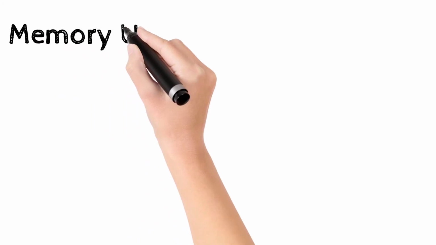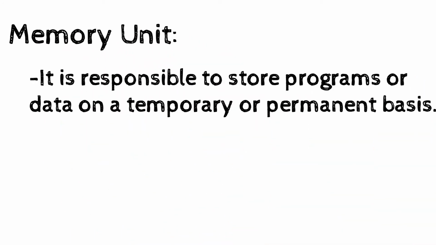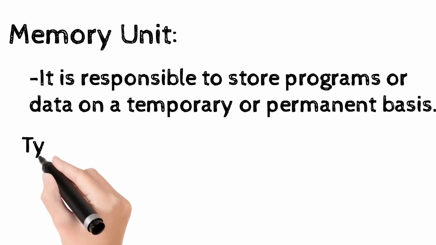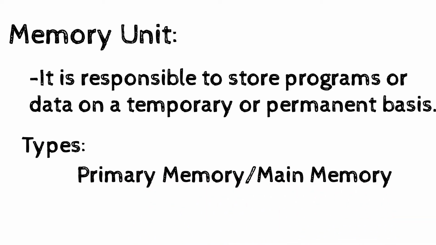Memory unit is responsible to store programs or data on a temporary or permanent basis. It has two types. One is primary memory. The primary memory is also known as the main memory.